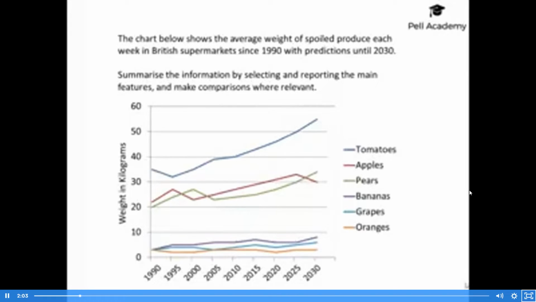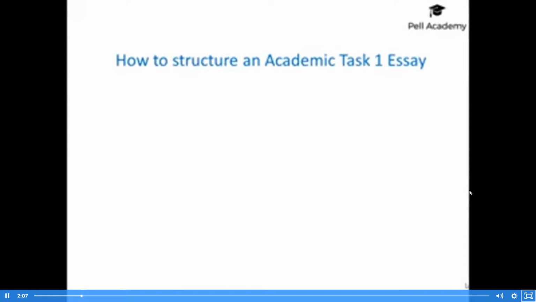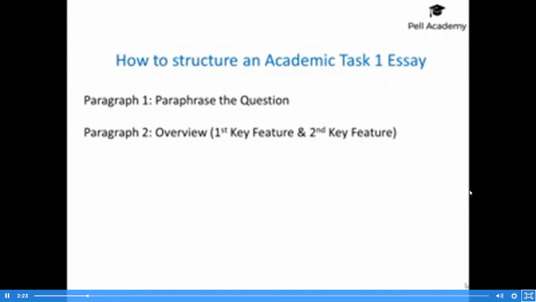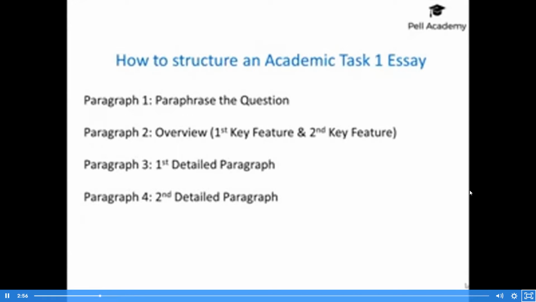So to begin with, I'm just going to have a quick look at how to structure an academic task 1 essay. This is always the same. It doesn't matter what type of graph or map or anything that you get. You're going to have the same. Paragraph 1, you're paraphrasing the question. 2 is your overview. Now, you can have more than 2 key features, but the fact is, the more you have, the more complicated you're making things, and if you just have 2, it's easier to structure the detailed paragraphs later on. Now, there's nothing wrong with having more, but it's genuinely going to make your life a hell of a lot easier if you just get 2, and then go with that. Paragraph 3, you got your first detailed paragraph, and the last one is the second detailed paragraph.